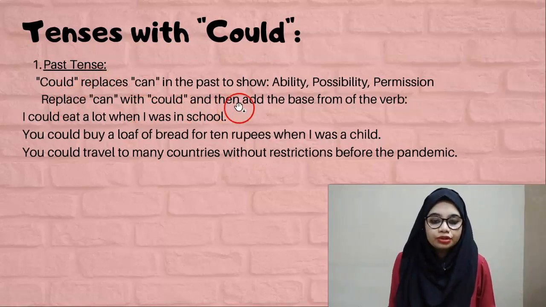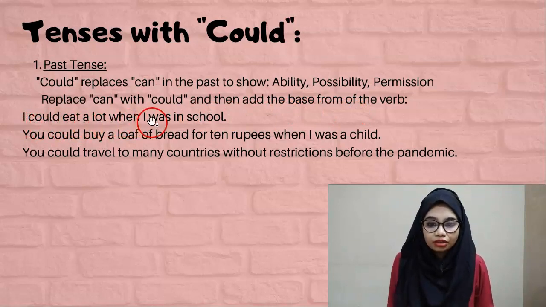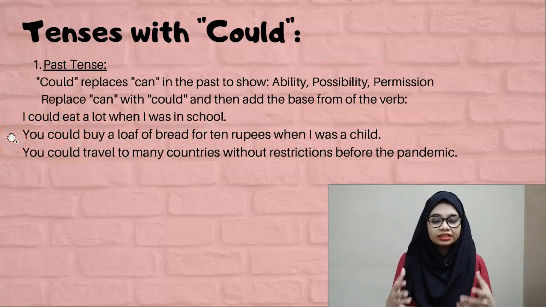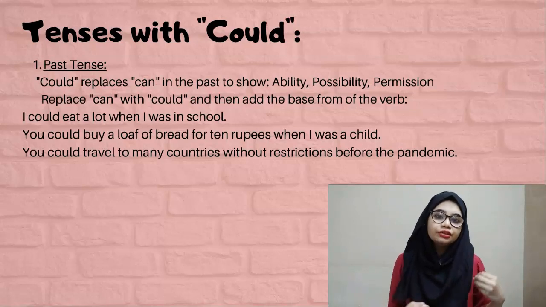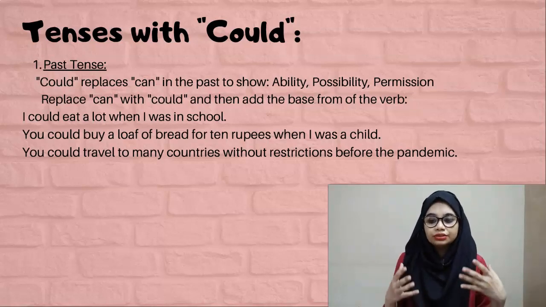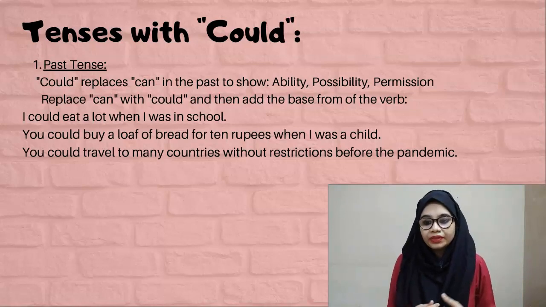Replace can with could and then add the base form of the verb. For example, I could eat a lot when I was in school. So if you were saying something about the present, you could say I can eat a lot, but you are not allowed to use can in the past. So you will replace it with could, and then you will add the base form of the verb. So I could eat a lot when I was in school.